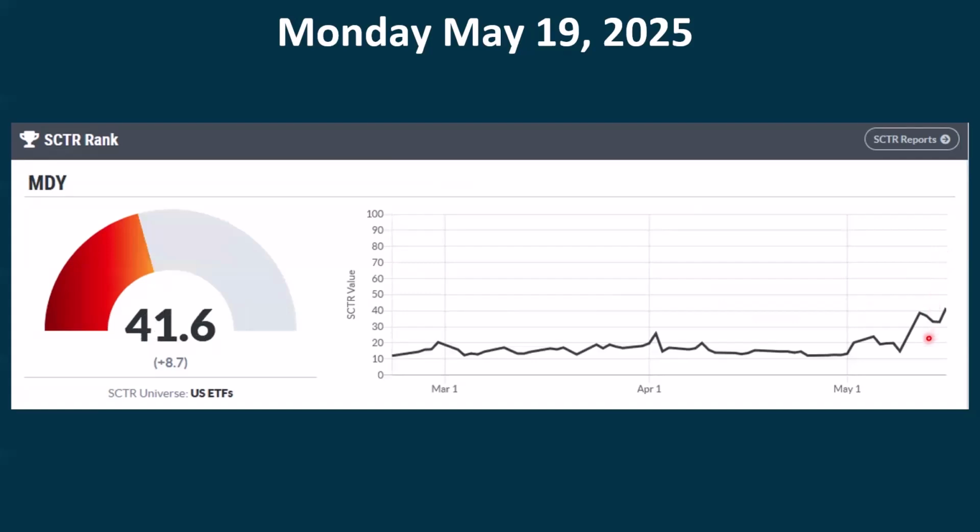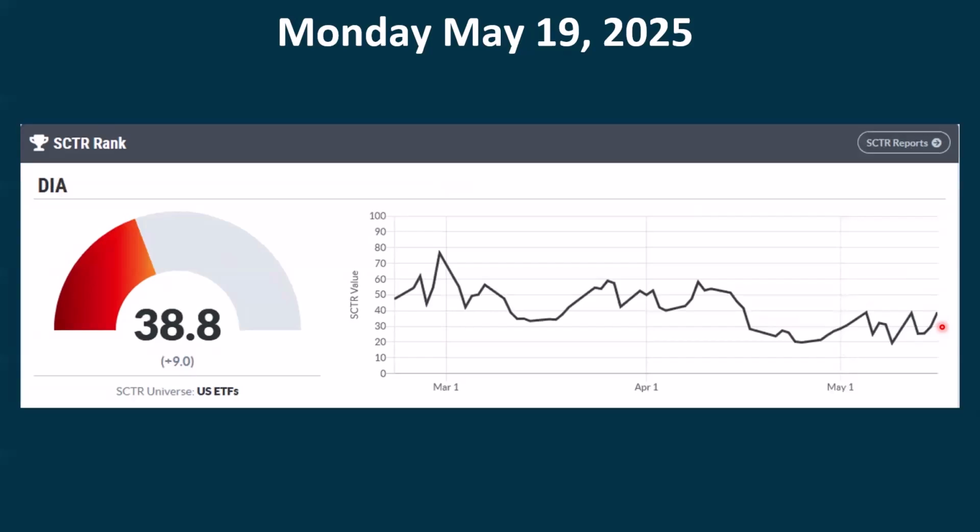Mid-cap showing some improvement here. A little bit of a higher score coming in at 41.6. These are still not great scores. We want these indexes to be up in the high 80s, low 90s to show that they're really strong. Then we have the Dow. It actually fell a little bit.